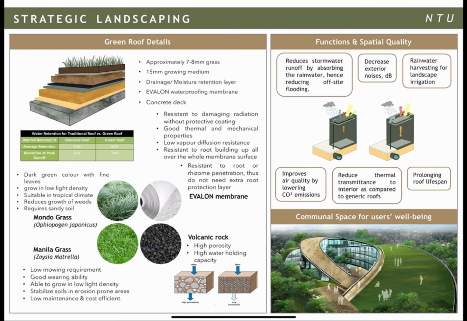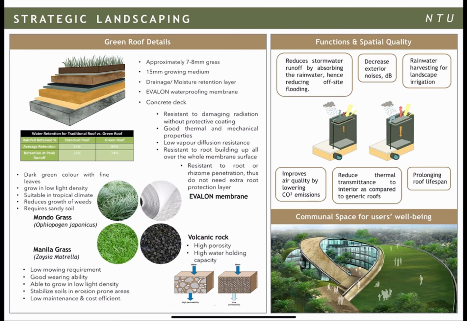It also reduces growth of weeds and requires sandy soil. The second one is the Manila grass. It has low mowing requirement and good wearing ability, and it is able to grow in low light density. It also stabilizes soil in erosion-prone areas and is low maintenance and cost efficient. The third one is the Ivalon Membrane. It is resistant to damaging radiation without protective coating, and it has good thermal and mechanical properties and low vapor diffusion resistance. The last one is the volcanic rock.